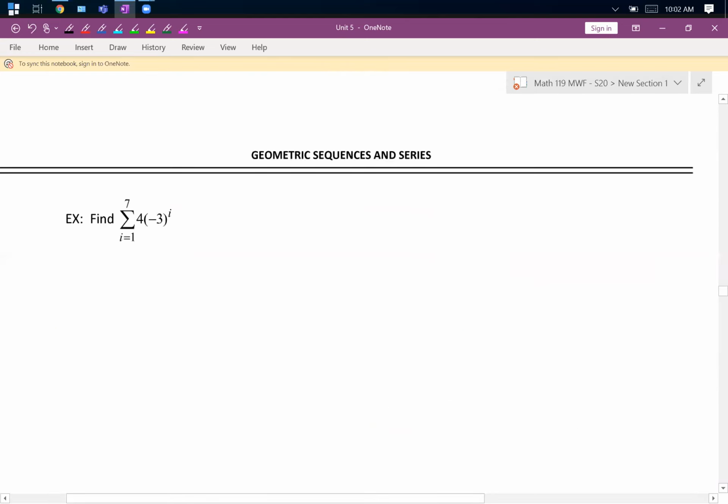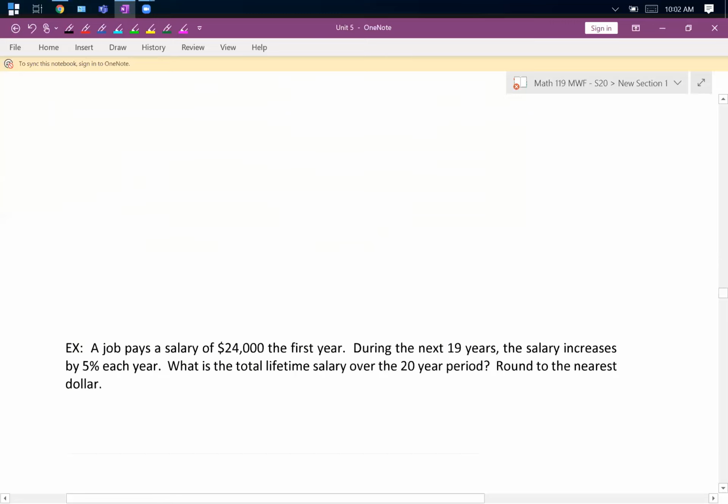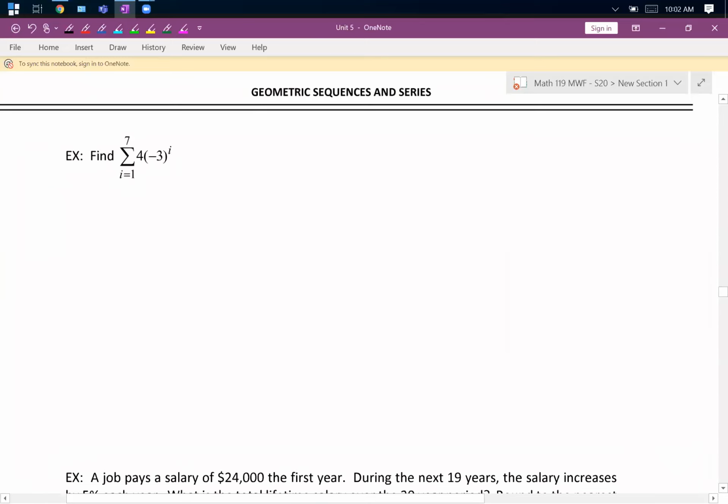All right, so our next two, we're finding a partial sum, but this time we're in summation notation, and then the next one is an application. I'm gonna put you guys in groups, give you like 5 minutes to try these two.